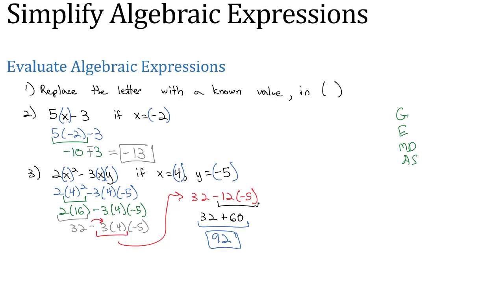So if we know what the value is for the letter, we can replace the letter with its known value as we put it into parentheses and then simplify like we always have.